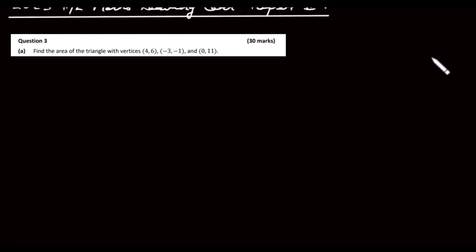Okay, so this is the 2023 Higher Level Maths Leaving Cert Paper 2, question 3. Find the area of a triangle whose vertices are those three there. Okay, so there's a formula for this, so let's just write them down. We have (4, 6), (-3, -1), and (0, 11). So what I'm going to do is just translate this to (0, 0).